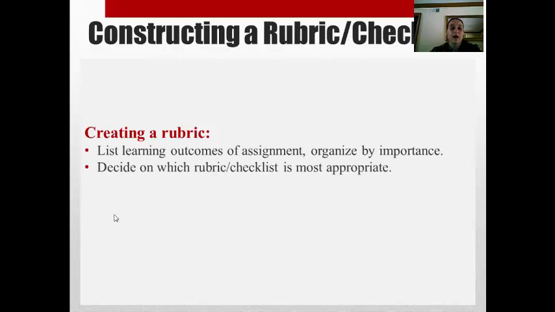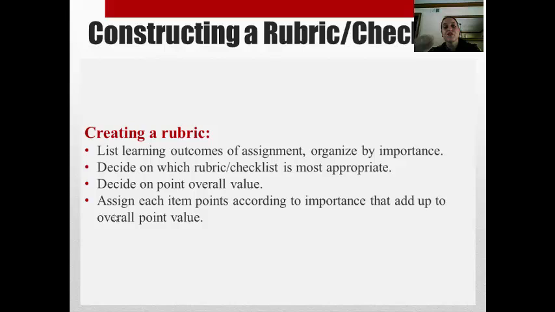Okay, so in constructing a rubric or checklist, you're going to list the learning outcomes of the assignment and organize by importance, decide on which rubric or checklist is the most appropriate, and also decide on the point overall value. Because you've broken up your construct into different skills, you have to think about if some of those skills are more important than others, and then assign the weight value differentially based on what you think is more important.